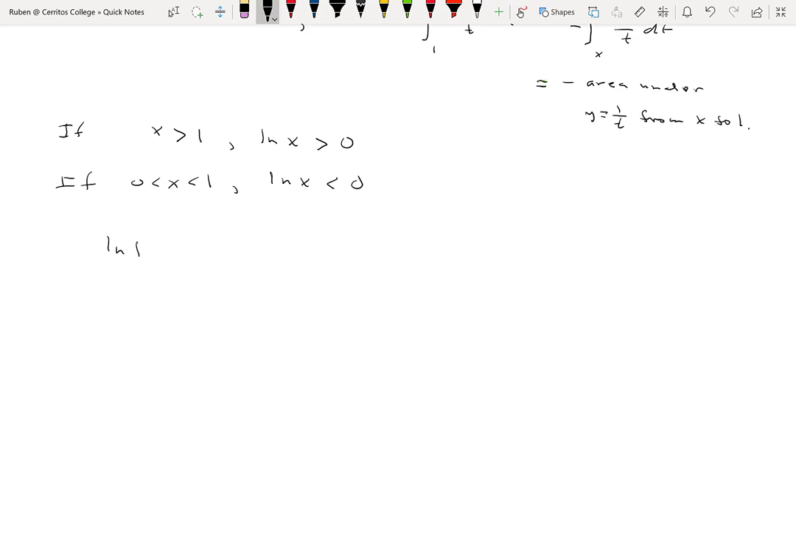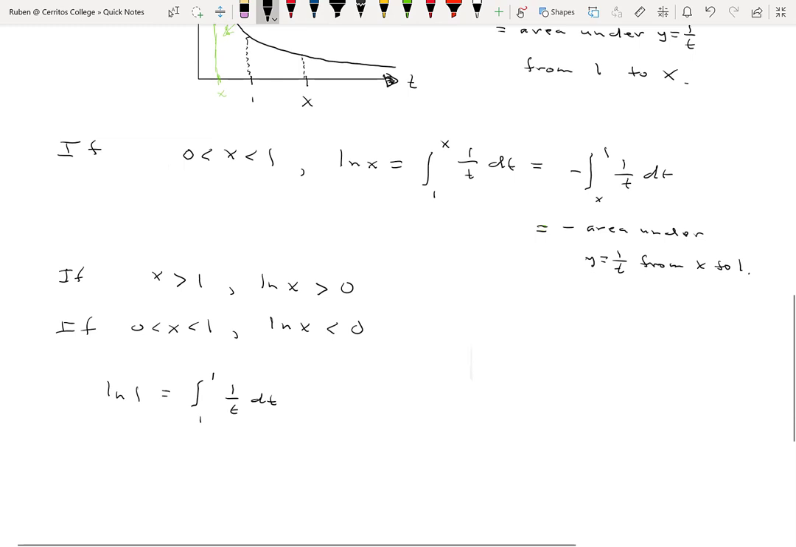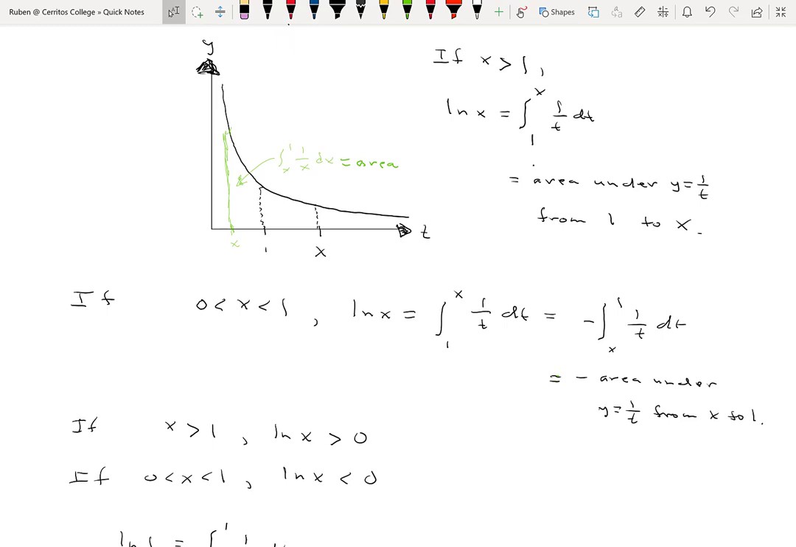So the logarithm of 1 is the integral from 1 to 1 of 1 over t dt. Remember the definition of the natural logarithm, back up on the page here. Let's see, I'll highlight it in red just temporarily. There's the definition of the natural logarithm. It's the integral from 1 to x of 1 over t dt.